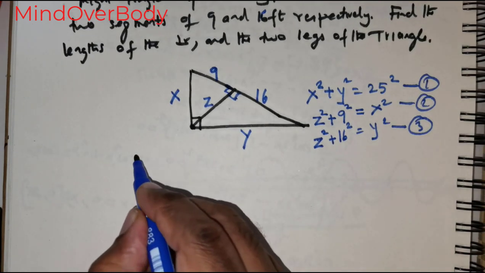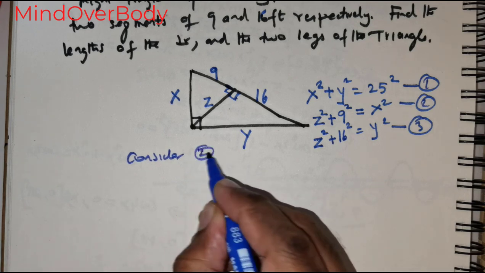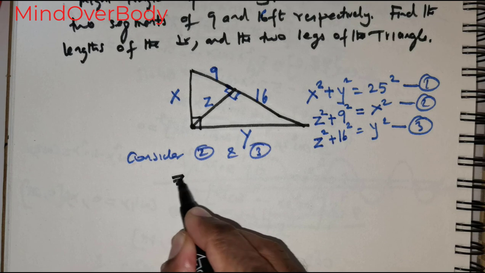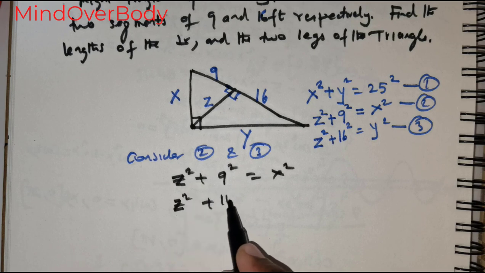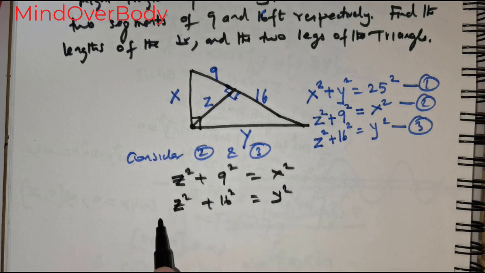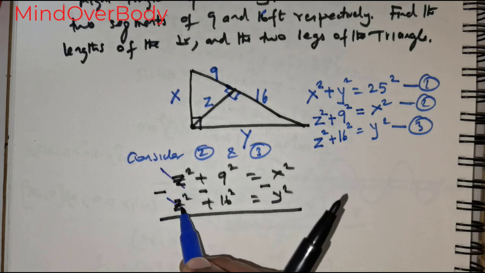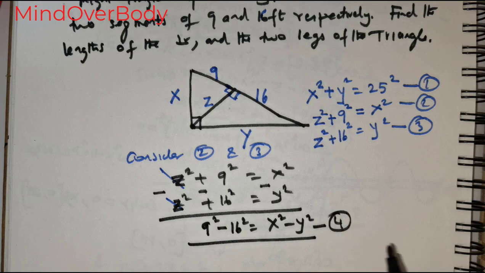What I wish to do is consider equations 2 and 3. Equation 2 is z squared plus 9 squared is equal to x squared, and z squared plus 16 squared is equal to y squared. If we were to subtract them, change the sign, I can clearly cancel the z squareds. And what do I get? I would get 9 squared minus 16 squared is equal to x squared minus y squared, which is equation 4.